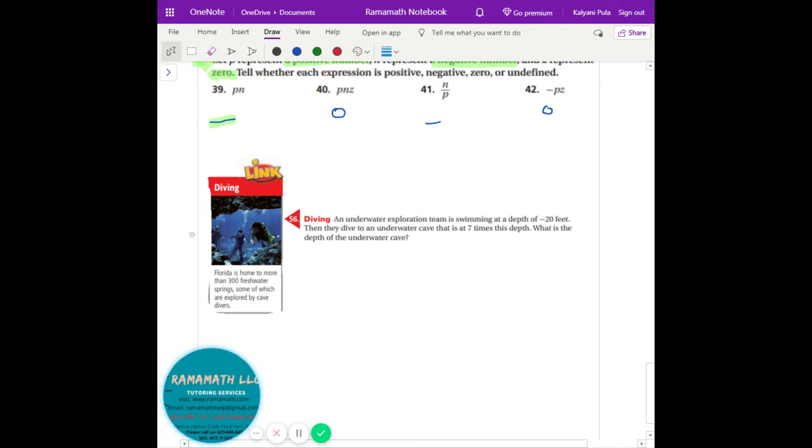Now, if you look at this question, there is also some really good information available too. Florida is home to more than 300 freshwater springs, some of which are explored by cave divers. So the cave divers are the ones who find them. But it's pretty good to know that Florida has a lot of freshwater springs. Anyway, let's answer this question right here.